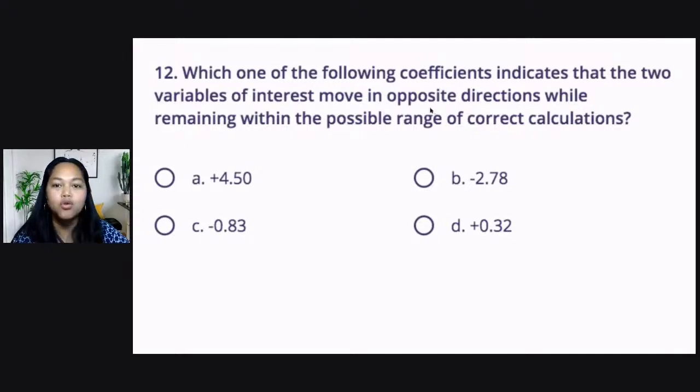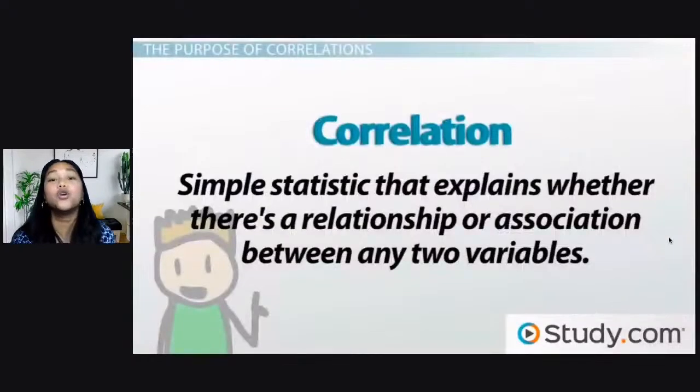Okay, they move in opposite directions while remaining within the possible range of correct calculations. Okay, now the correct choice here is letter C, negative 0.83. Okay, negative 0.83. Okay, let's go to your explanation.